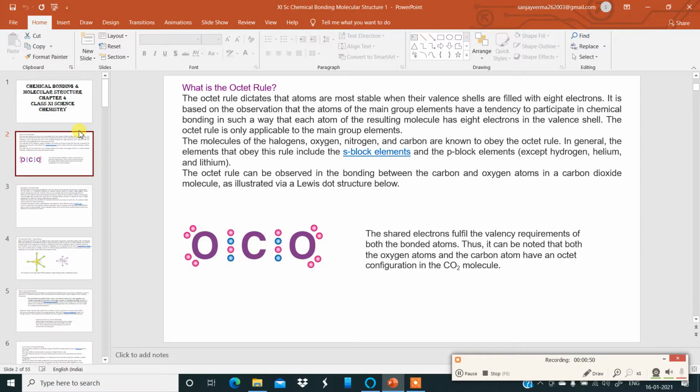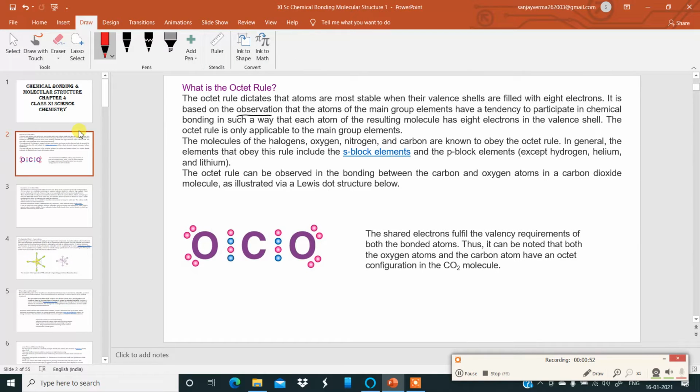Now, it is based on the observation that the atoms of the main group elements, that means main group elements are groups 1, 2, 13, 14, 15, 16, 17, 18, have a tendency to participate in chemical bonding in such a way that each atom of the resulting molecule has 8 electrons in the valence shell. So, the octet rule is only applicable to the main group elements. Keep in mind, this is one important point to remember.